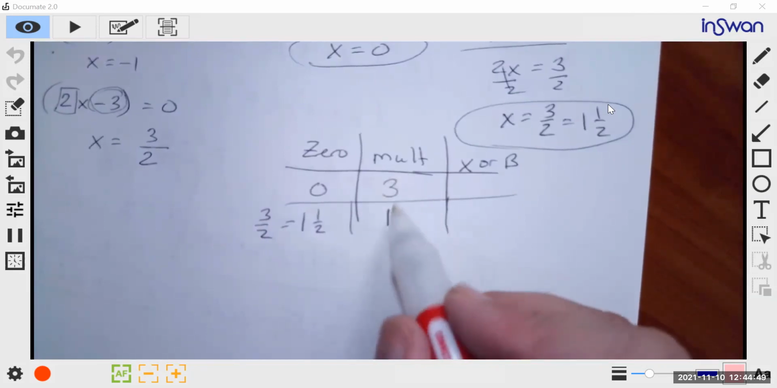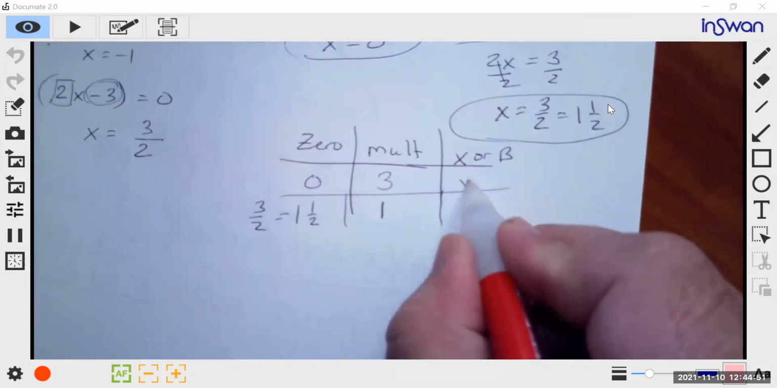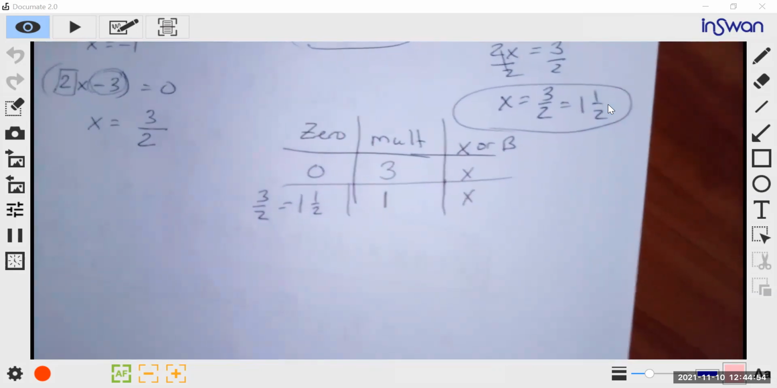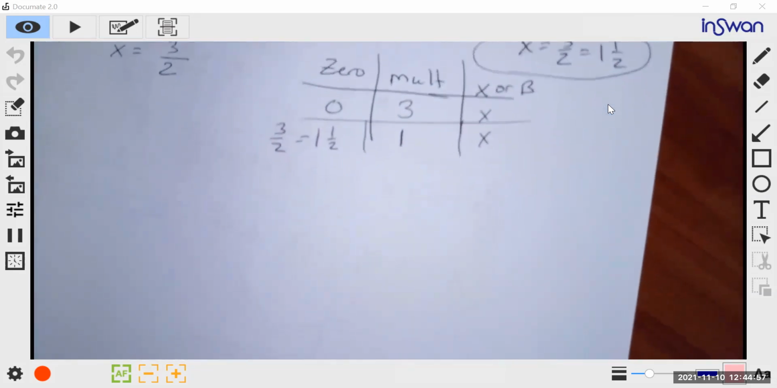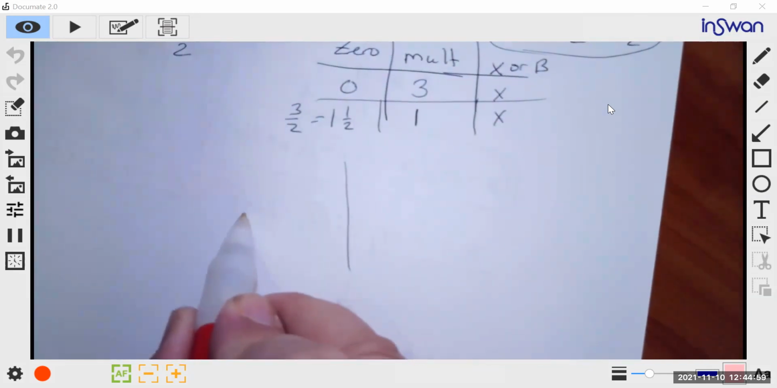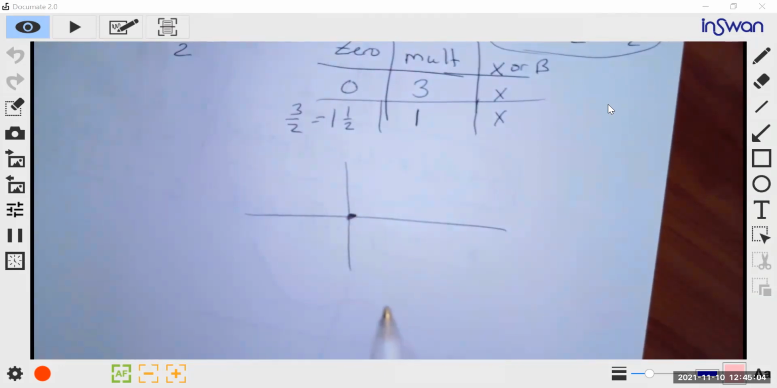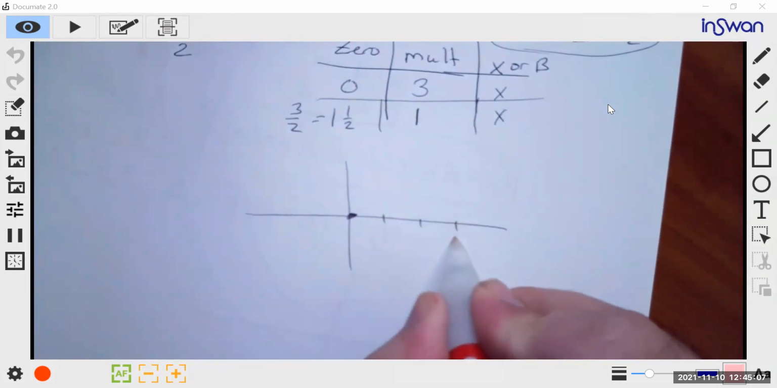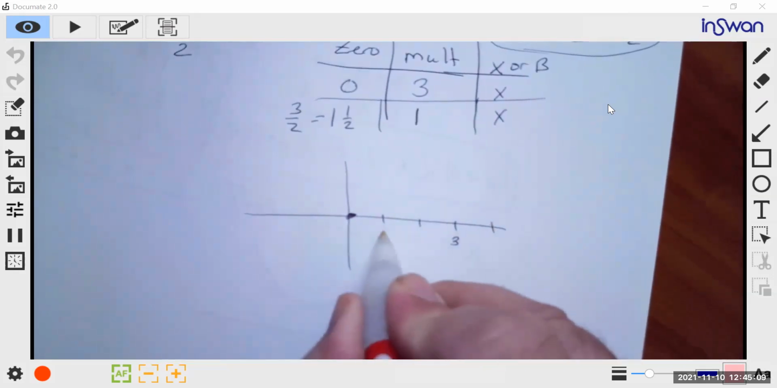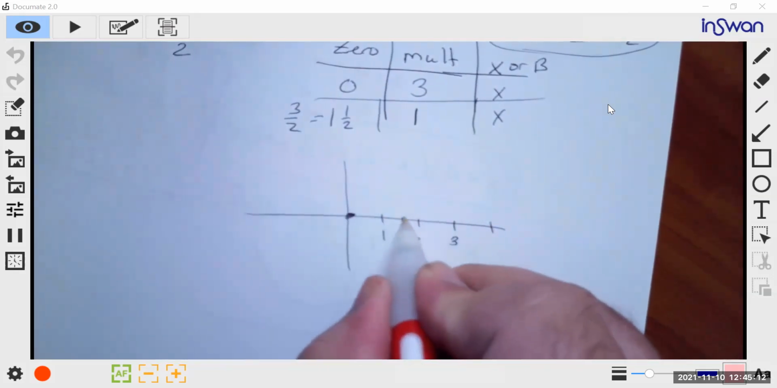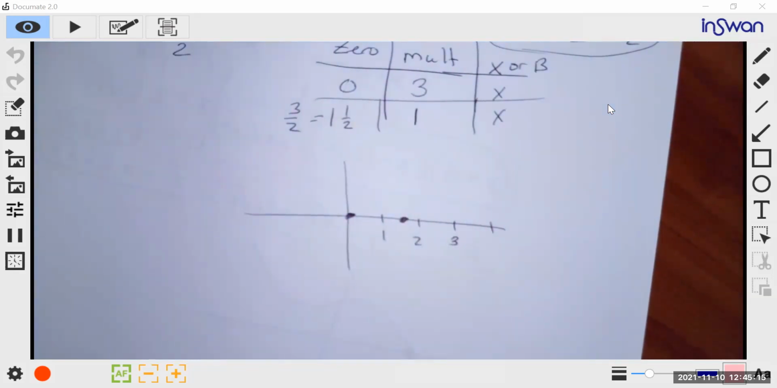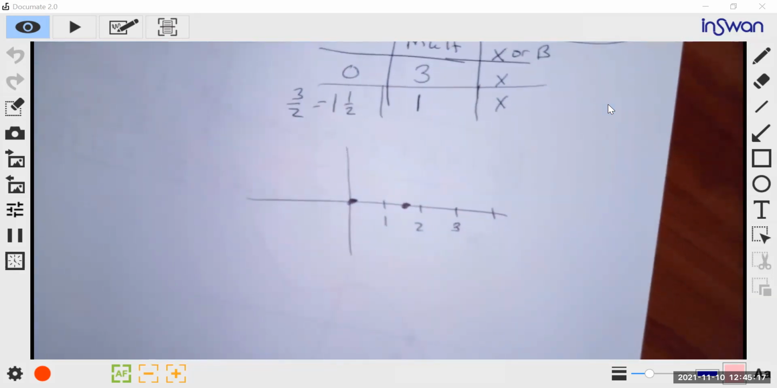Since the multiplicities are odd numbers, they cross the x-axis at those points, at these zeros. So at 0, and at 1 1/2. Those are my intercepts. All right, then what's our graph going to look like?